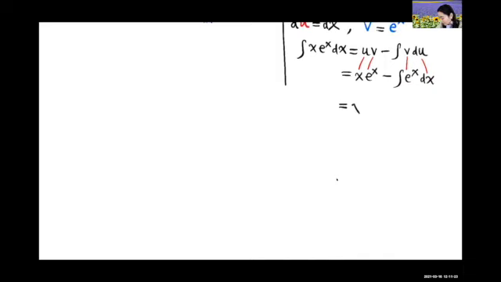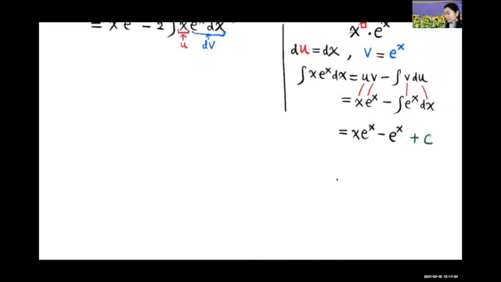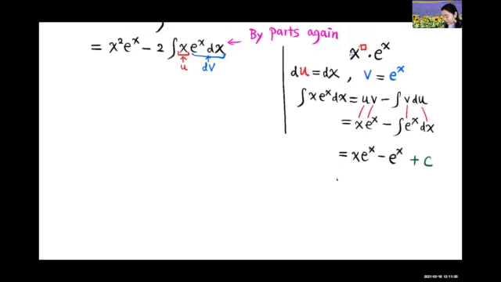Now we have x e to the x here minus this will be what? e to the x. And you're supposed to put a plus C right there. Then this whole thing over here is actually going to match with this integral over here. This integral over here is going to become this.